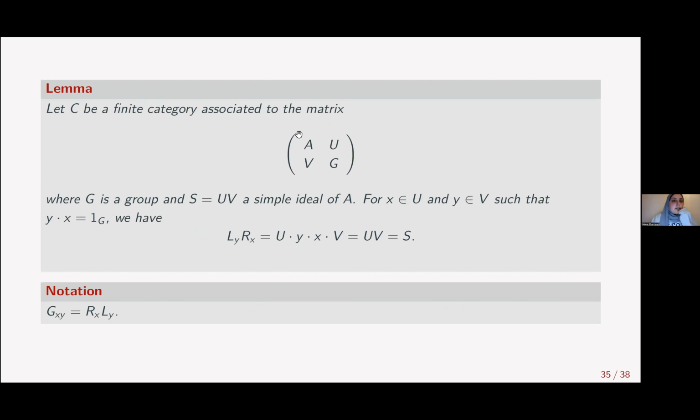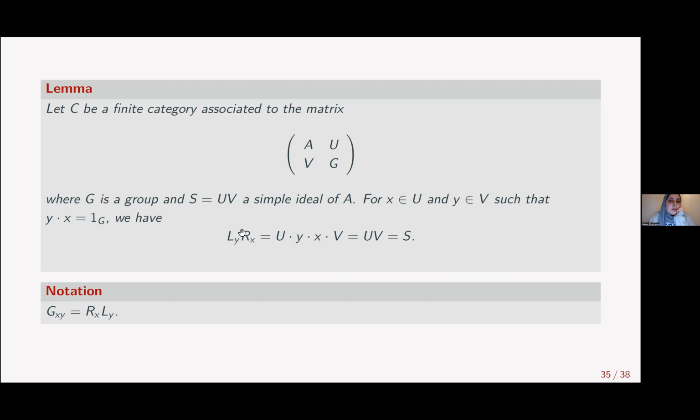Then I have this lemma. If I have a category associated to this matrix, where G is a group, then as I said, UV is a simple ideal of A. And actually, if I make a choice for every XY, YX is the identity in G, then I can prove that the multiplication of L, Y, Rx is actually going to be the multiplication of UV, which is the simple ideal.